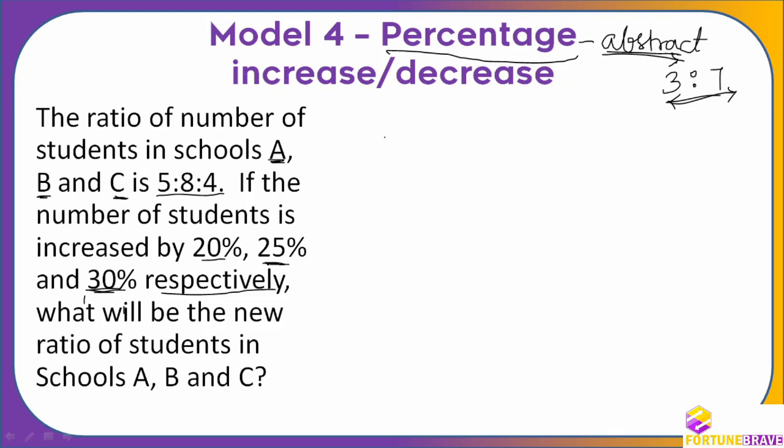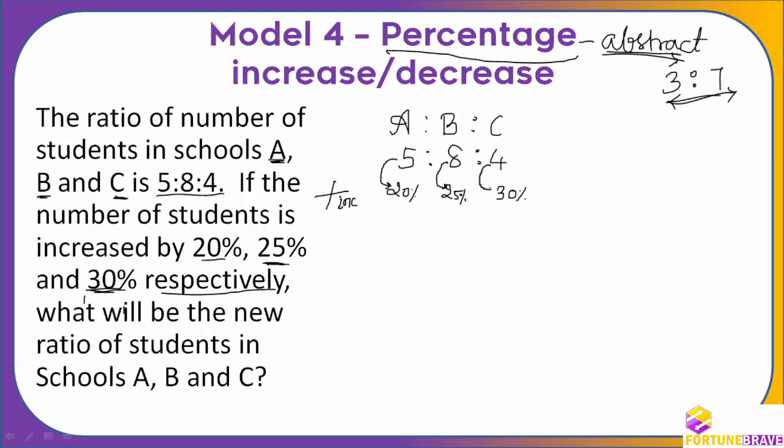So let us see how to solve it. First let us take A, B and C, the ratio 5:8:4. Now what are we going to do? We are going to increase this. How much? It is 20% for A, 25% for B and 30% for C. So A we are going to increase by 20%, B by 25% and C by 30%.